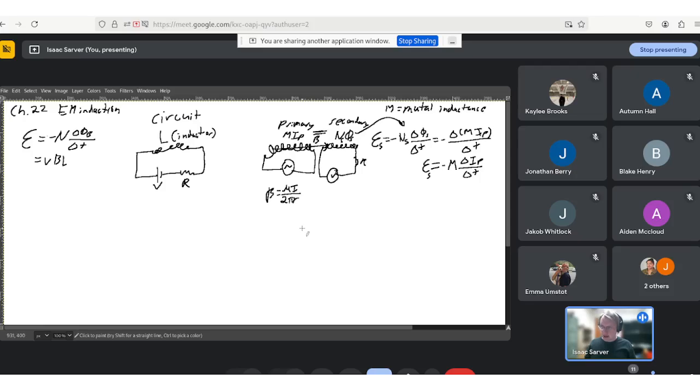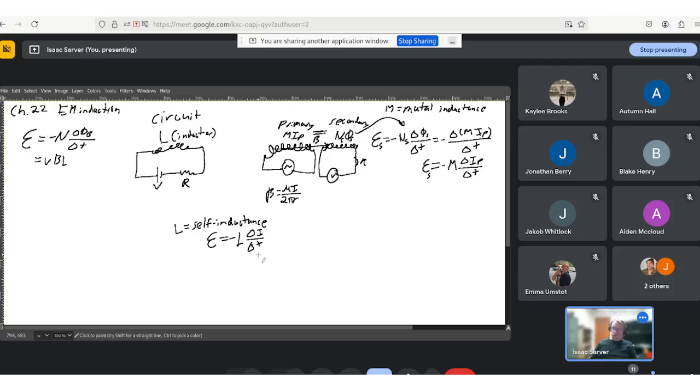But we also have L, which is self-inductance. So there's going to be an EMF in this circuit based off the fact of the inductor being present. So that's minus L, change in current over change in time. Okay.